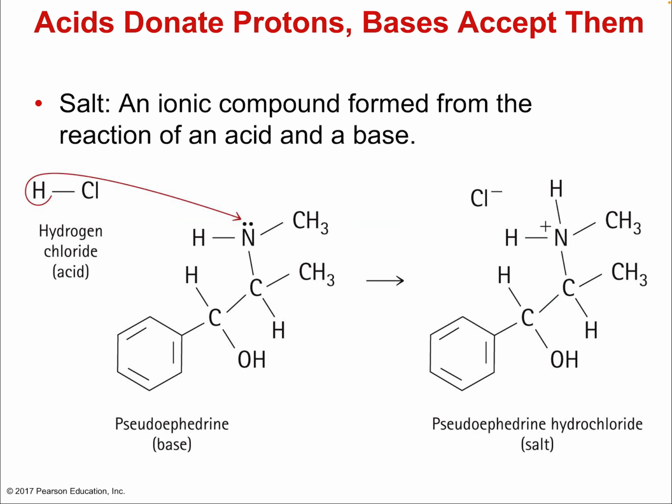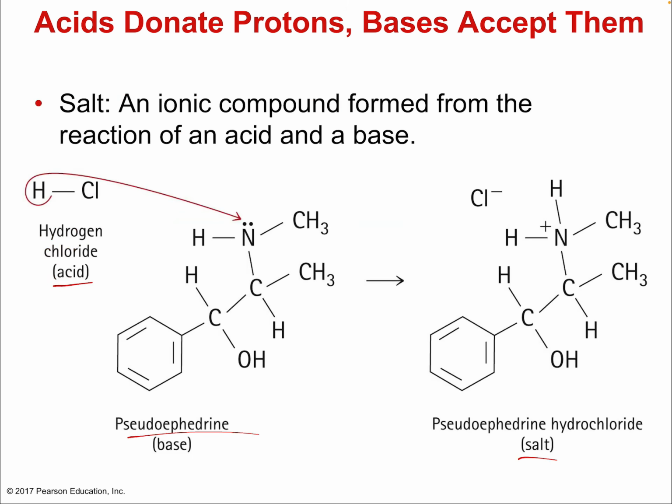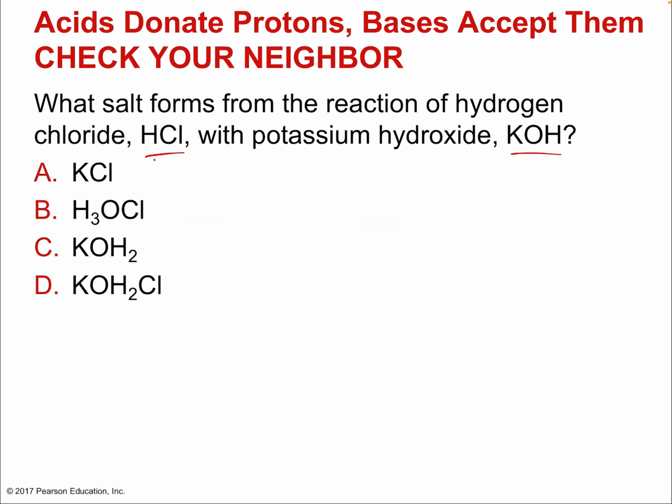Here's another example. Pseudoephedrine, a base, mixing with the acid hydrogen chloride to form pseudoephedrine hydrochloride, which is a salt. So what salt forms from the reaction of hydrogen chloride, HCl, with potassium hydroxide, KOH? Just based on what you know about these chemical equations, what must form? There's only one answer of our options A, B, C, and D that makes sense. See if you can answer this, because this is the level you need to understand the chemical equation side of acid-base reactions. You don't need to memorize the particular salts, certainly not pseudoephedrine hydrochloride. You just need to understand the trend here.